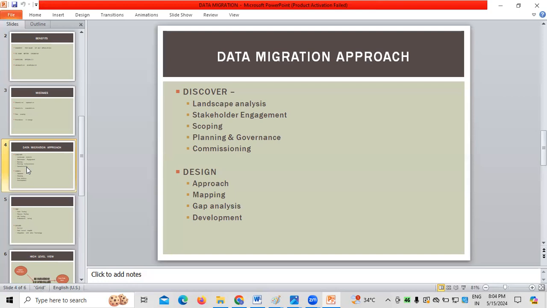Using this RACI matrix, for example, you want to gather the requirements, or discuss the budget, or discuss the timelines. Who is responsible for that? Who is accountable? Whose support is required? Whom do we need to consult? Whom do we have to inform? This is what we call stakeholder analysis and management. This is how we have to engage your stakeholders.